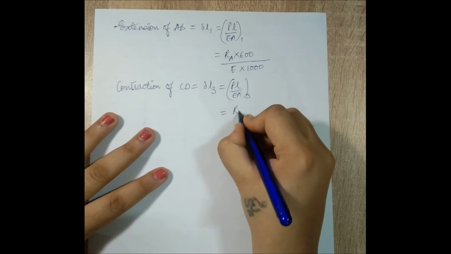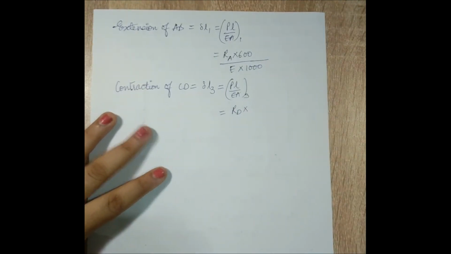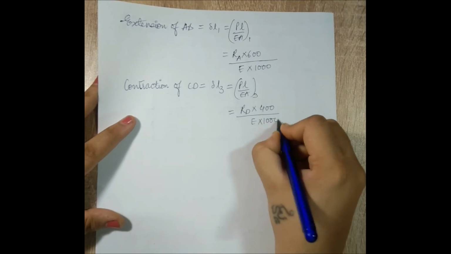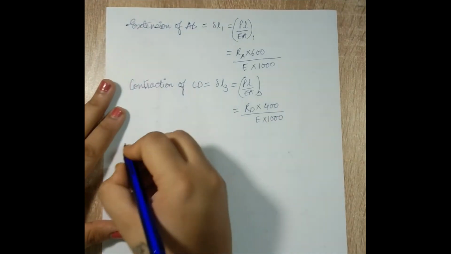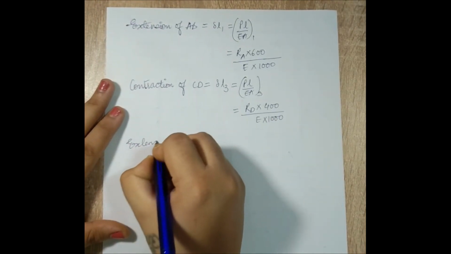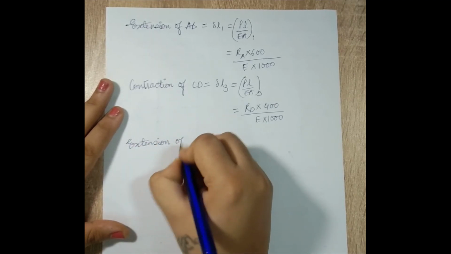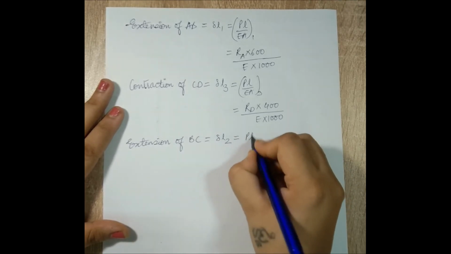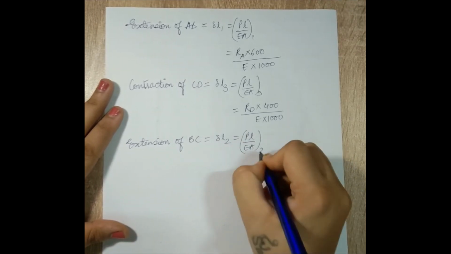So I'll write down RD into the length is 400. Let me leave E as E and area is 1000. And the final one is extension of BC portion. This is delta L2, which will be again PL upon EA for the second one.